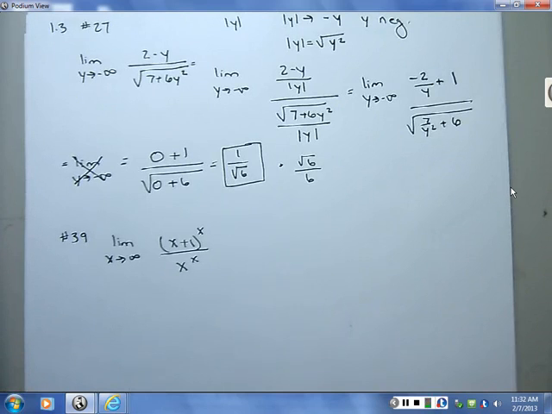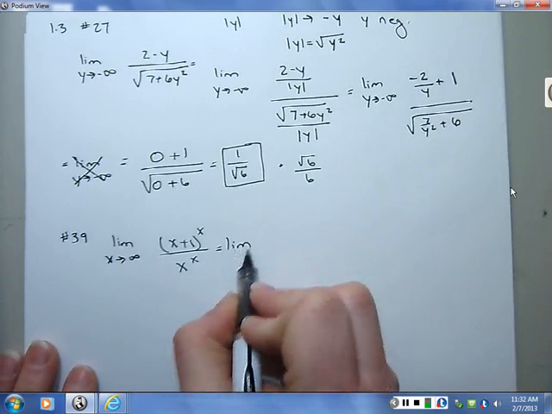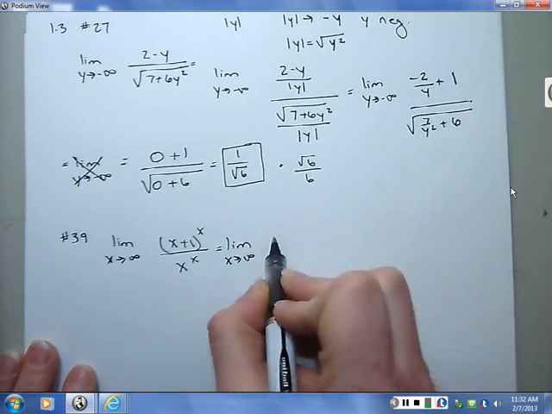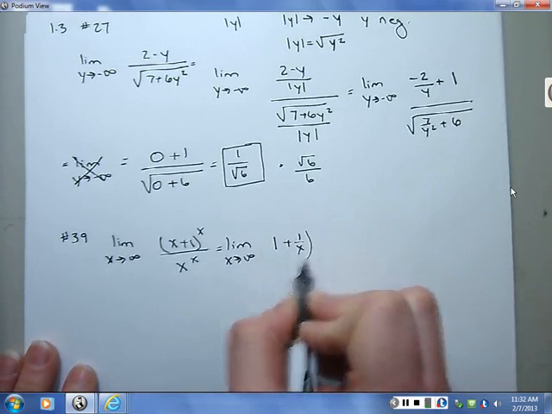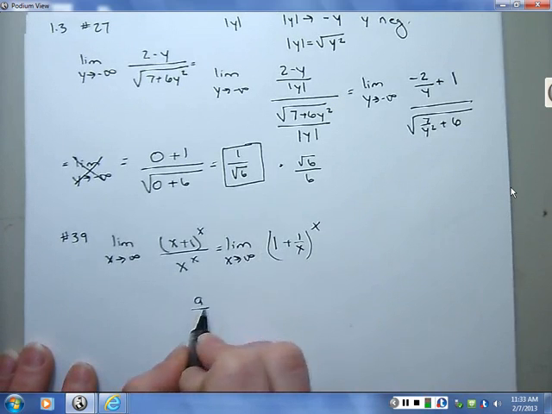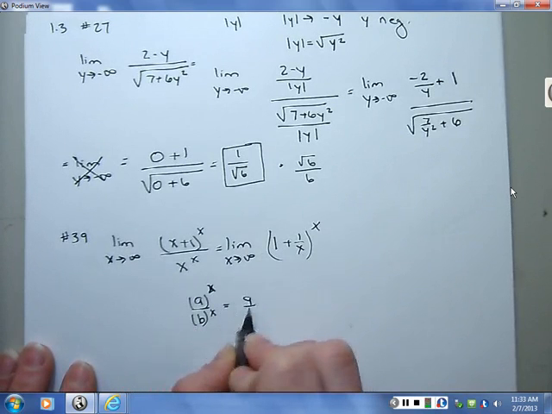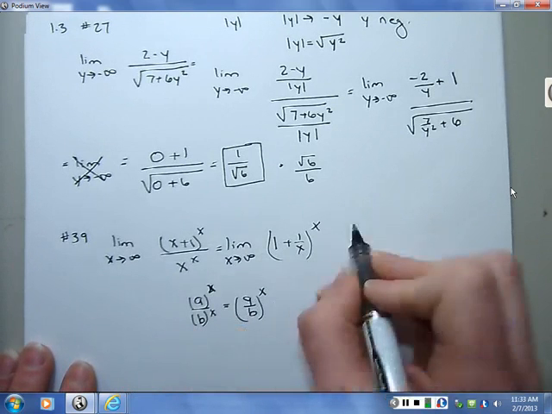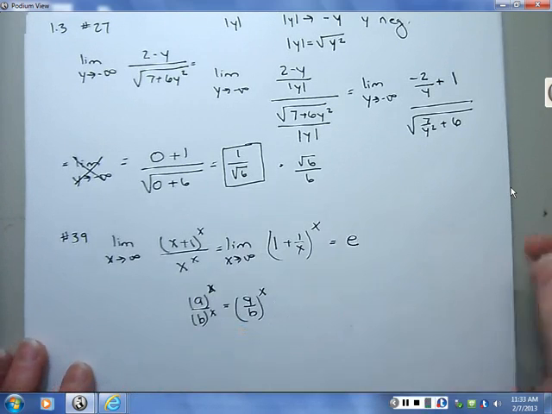It's going to e. You can show that the limit as x goes to infinity of (1 plus 1 over x) to the x power. That's the same thing. If I have something like a to the x power over b to the x power, I can write that as (a over b) to the x power. This is e by definition.